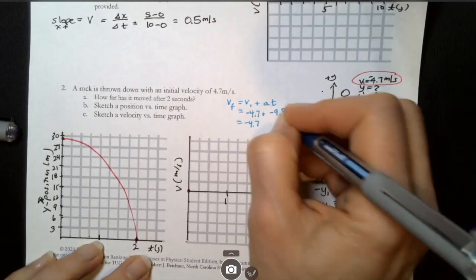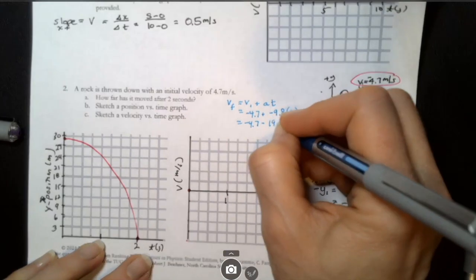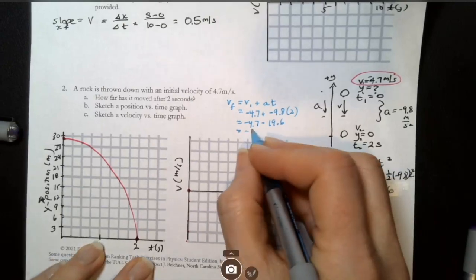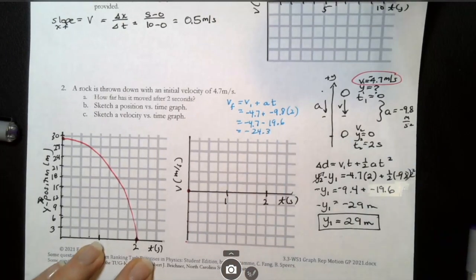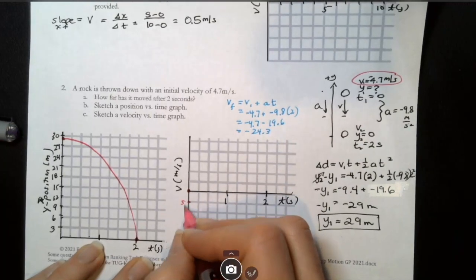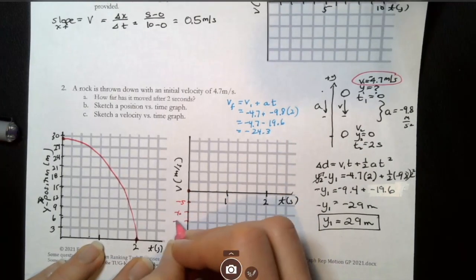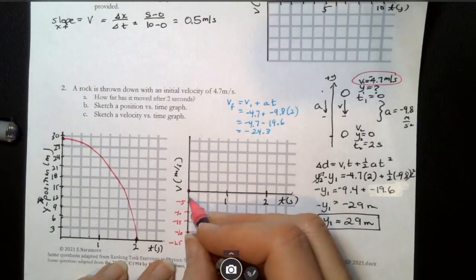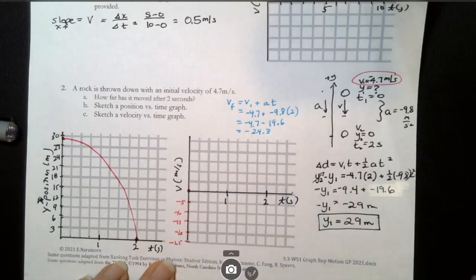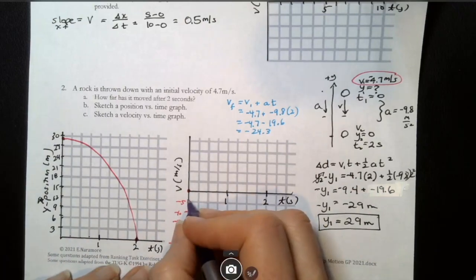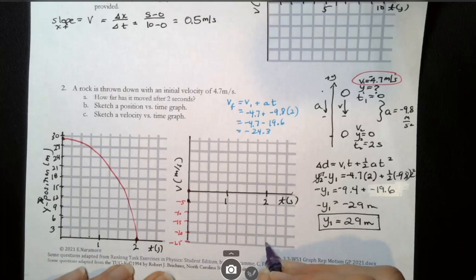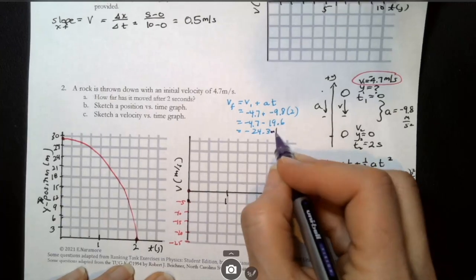So this is going to be negative 19.6. So 19.6 plus 4.7 is negative 24.3. That helps me out here because I know I've got to do negative 5, negative 10, negative 15, negative 20, negative 25. And I'm starting at negative 4.7. So let's say that's here at 0 seconds, and then by 2 seconds, I'm at negative 24.3 meters per second.